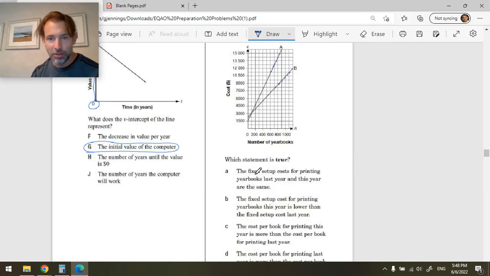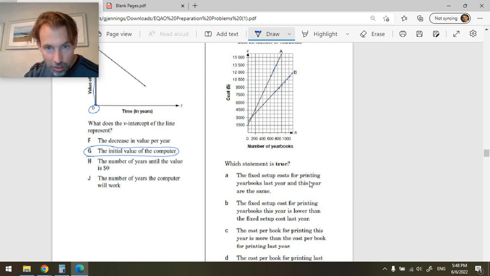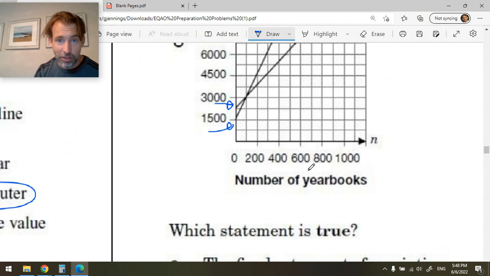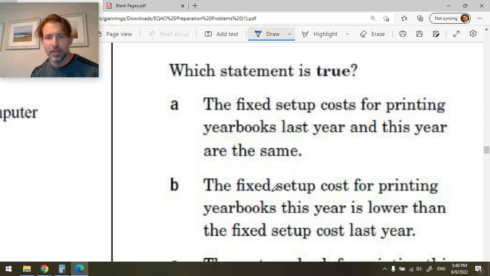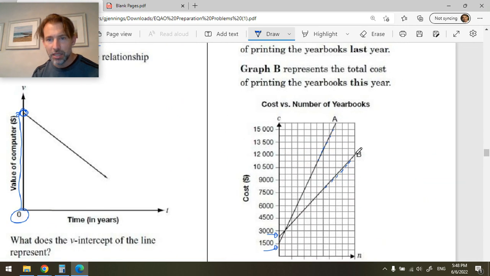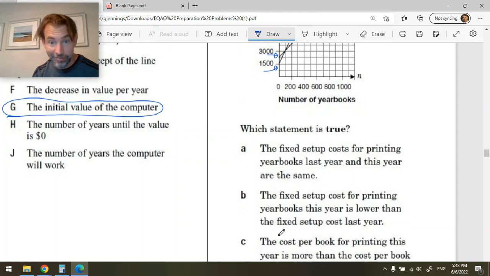So, which statement is true? The fixed setup costs for printing yearbooks last year and this year are the same. Well, that's not true. I see the fixed costs as the initial costs, and they're here and here. They're clearly different. I'll zoom in. Okay, see? They started at different values. And let's see. Now, the fixed setup cost for printing yearbooks this year is lower than the setup cost for printing yearbooks last year. B is the cost this year, but actually the fixed costs were higher. So that's not it either.